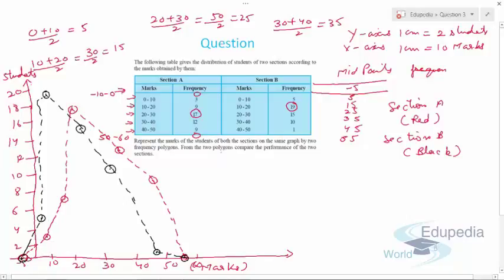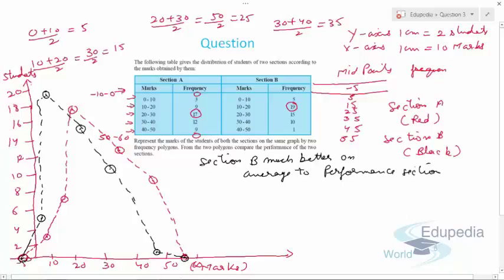Now from the 2 polygons, we need to compare the performance of the 2 sections. If you can see properly, the performance of section B is, on average, much better compared to the performance of section A. Why? Let's first use the data.